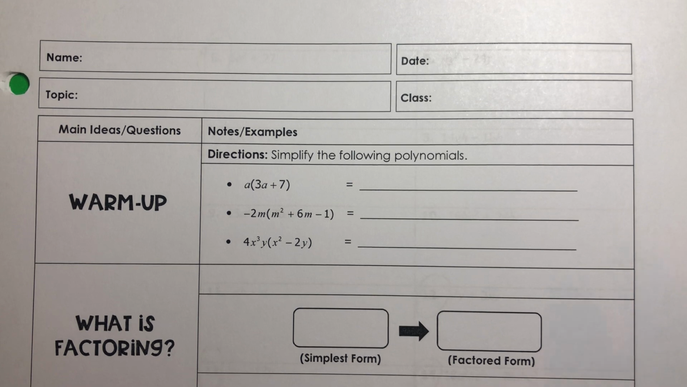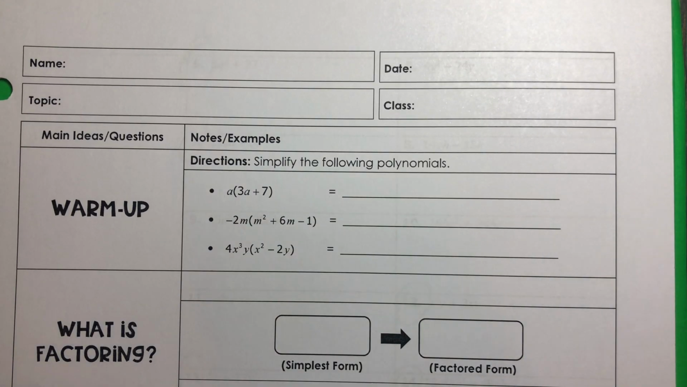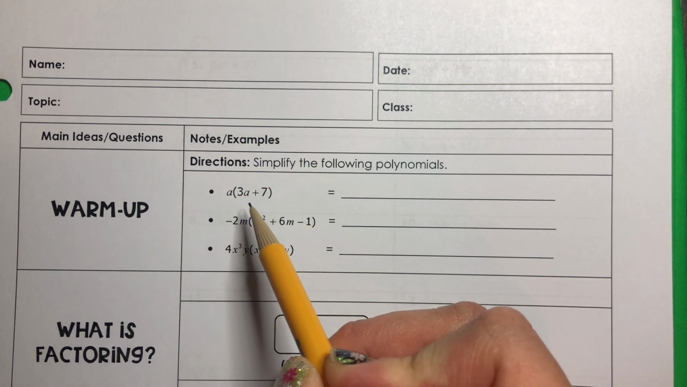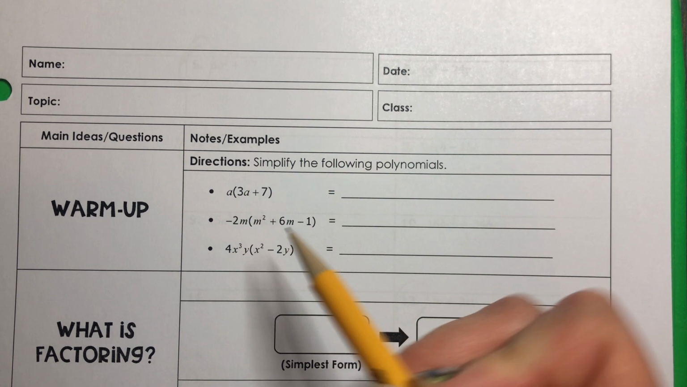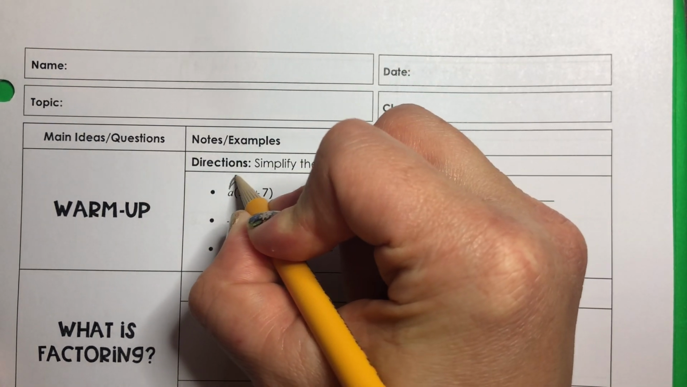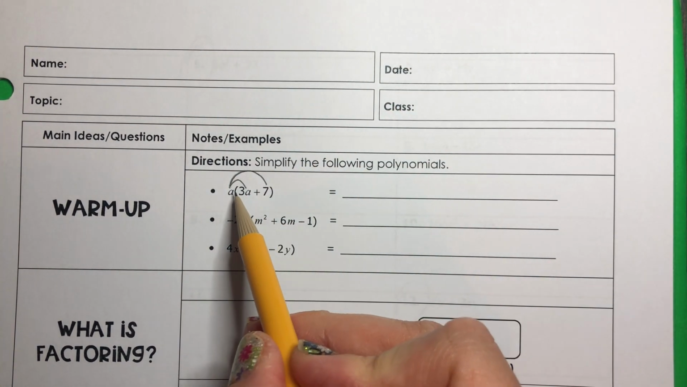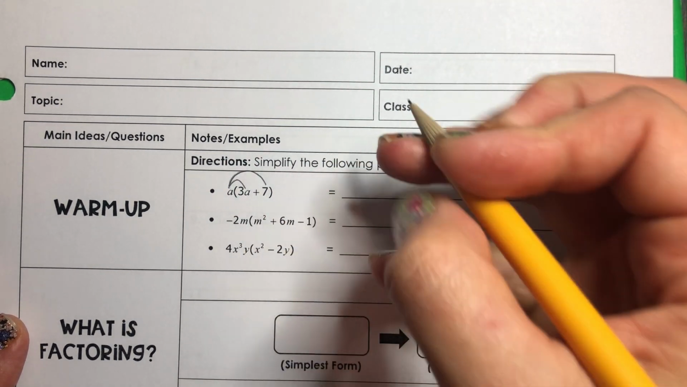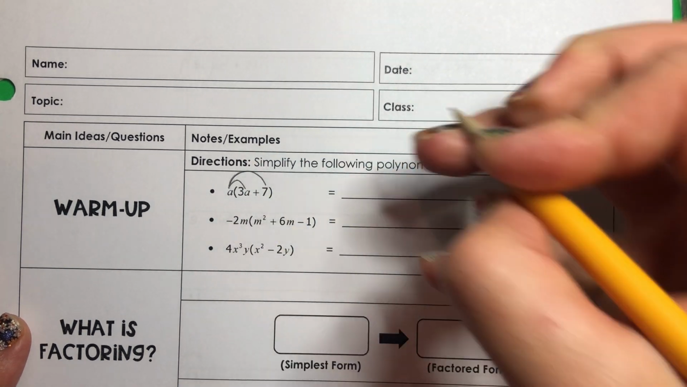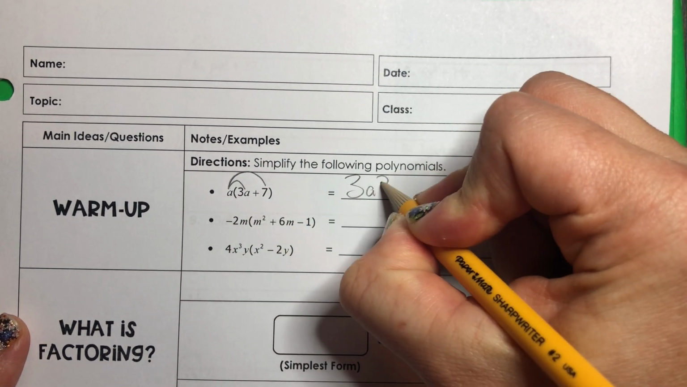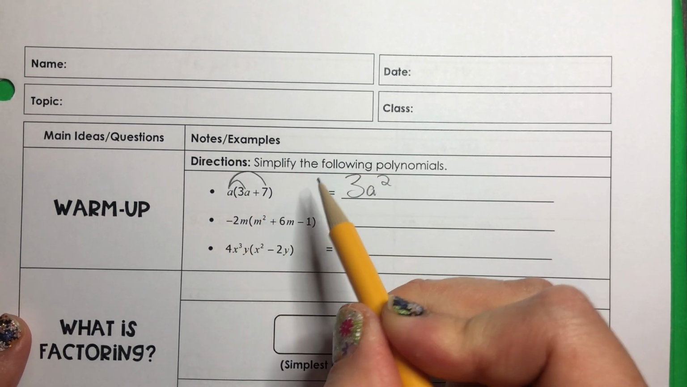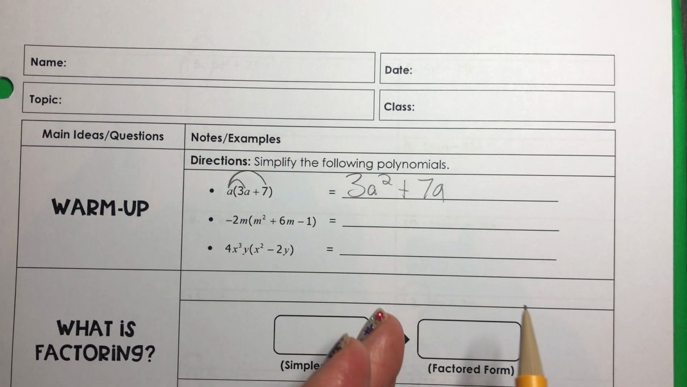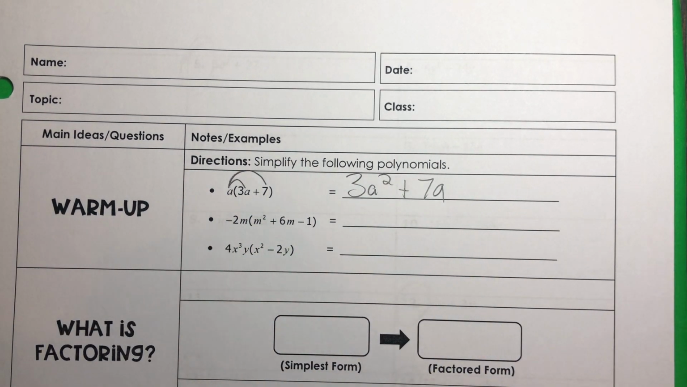So factoring, we're going to start with this little warm-up here just to show how we're going to be working backwards. If you were to simply solve these by simplifying, when you see something in front of a set of parentheses, right outside, that means you're going to multiply. So you're basically distributing the a to the 3a and the 7. If I multiply a times 3a, that gets me 3a squared, and then a times 7 is a positive 7a. So this is working forwards, and what we're going to do today is work backwards after this.